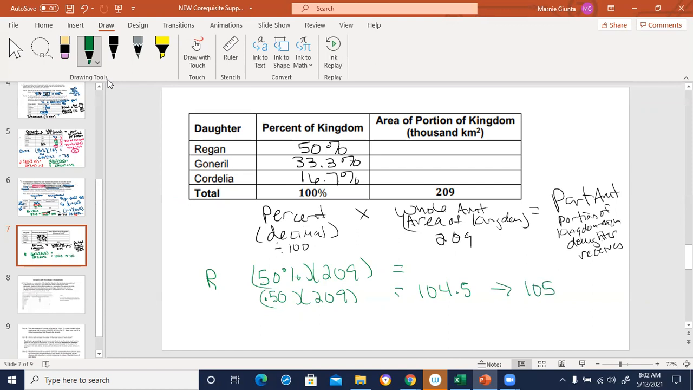Why don't you pause the video here and go ahead and calculate the portions of the kingdom that are going to be calculated for Goneril and Cordelia, and then come back and we will finish that together.